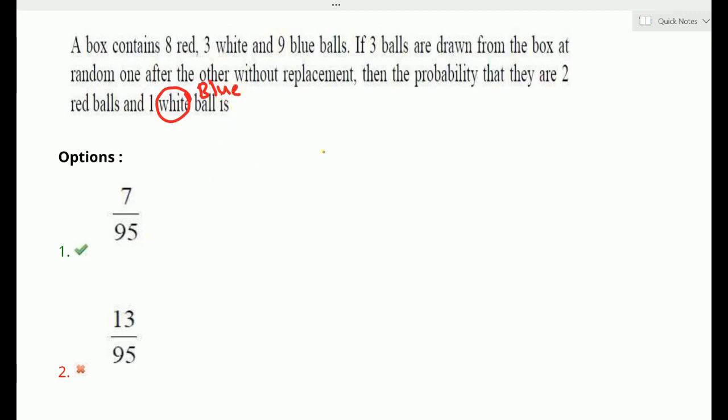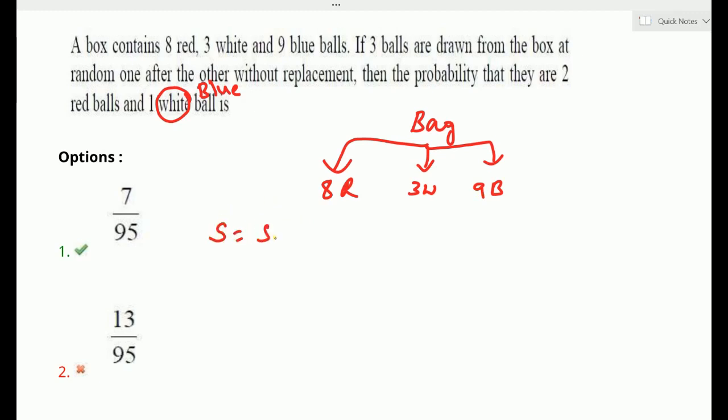So first of all, what does this bag contain? This bag contains 8 red. R stands for red, and 3 white. W stands for white, and 9 blue. B stands for blue. Now how many balls do you have to draw? S is the selection of 3 balls one by one without replacement.